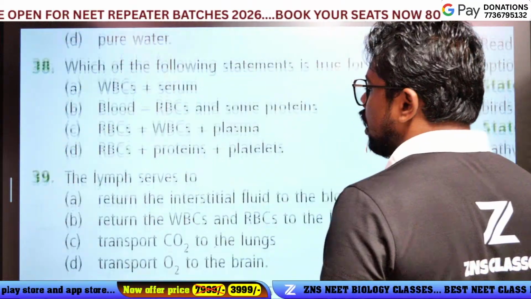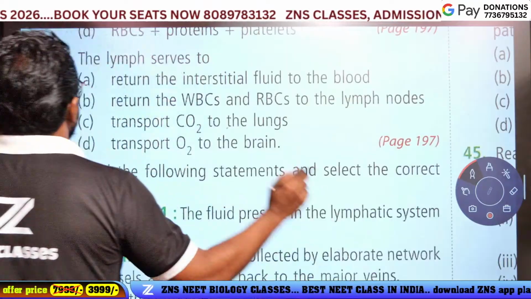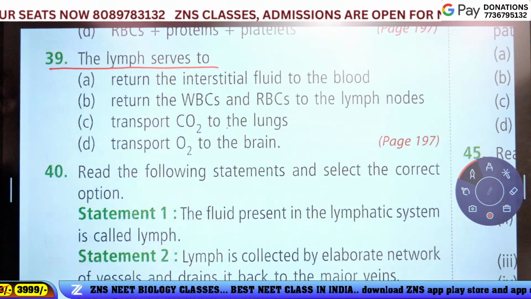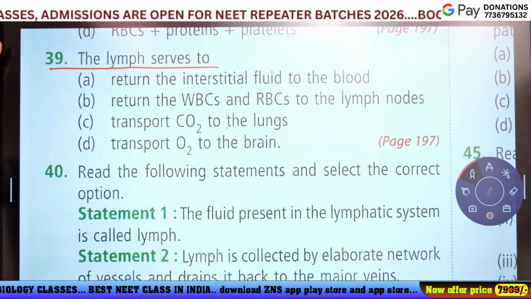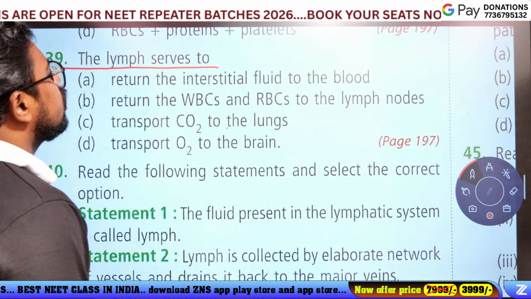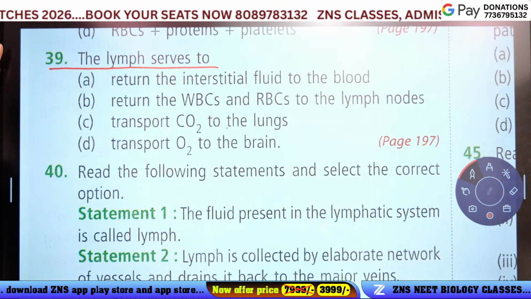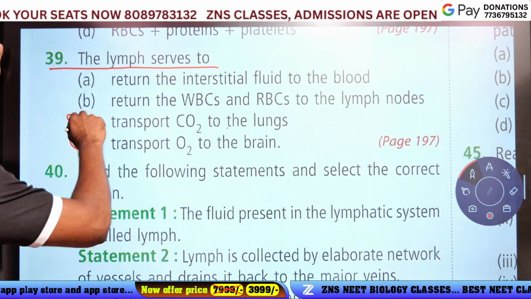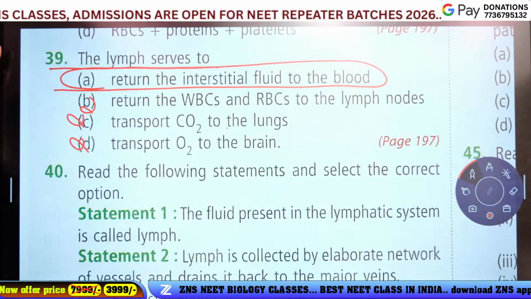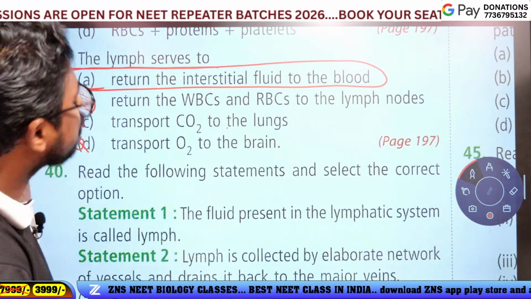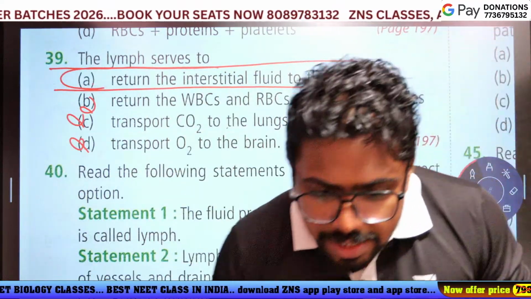Okay, next question, question number 39. Lymph serves to return the interstitial fluid to the blood, return the WBC and RBC to the lymph node, or transport carbon dioxide? No. Which is the answer? Simple: return the interstitial fluid to the blood. Option A is the answer.